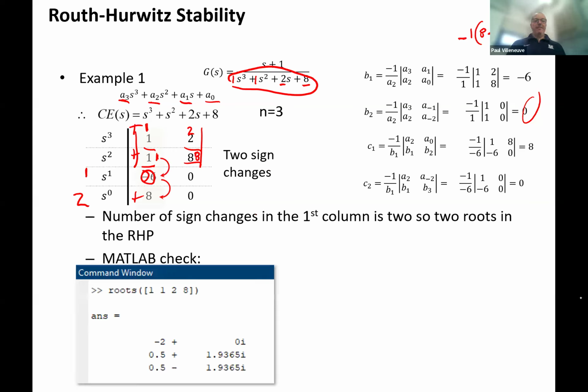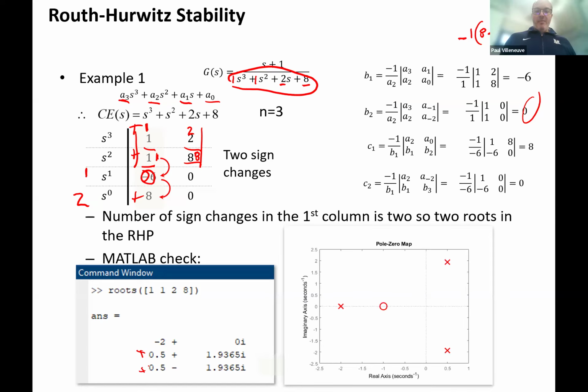Check it out in MATLAB. Does MATLAB agree or disagree? Do you have 2 sign changes, or do you have 2 poles in the right-hand half plane? Sure. Aren't these positive numbers? And if I was to do a pole-zero map, I don't think I did the pole-zero map. Oh, I did do the pole-zero map. Here is the j omega axis. What do you know? I have 2 poles in the right-hand half plane.